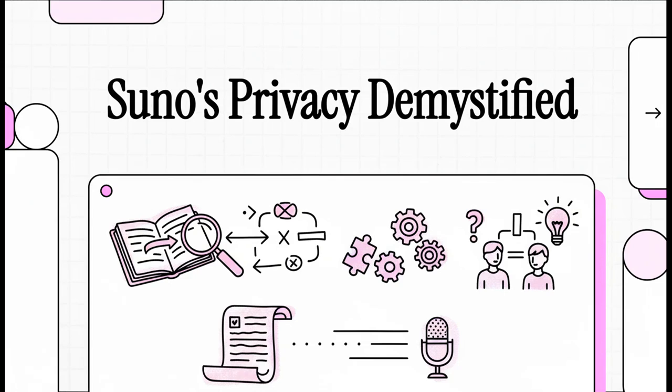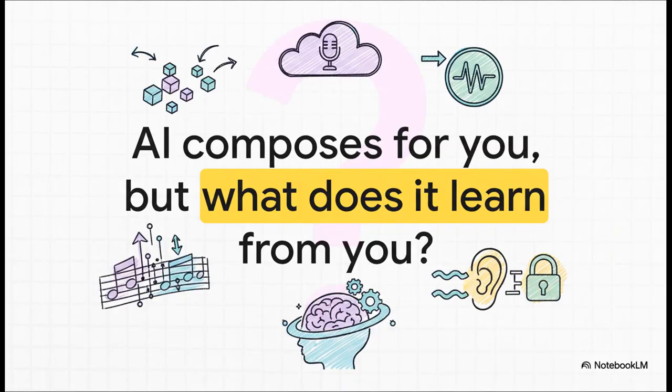Welcome to the Explainer. You know those long, complicated documents we all just click agree on? Well, today we're actually going to read one and figure out what it all means. We're diving into the privacy notice for Suno, that incredible AI music generator. I mean, this thing can whip up a whole song for you in seconds. But what's the catch? What does it learn about you in the process? That's what we're here to figure out, what you're really sharing every single time you hit that create button.